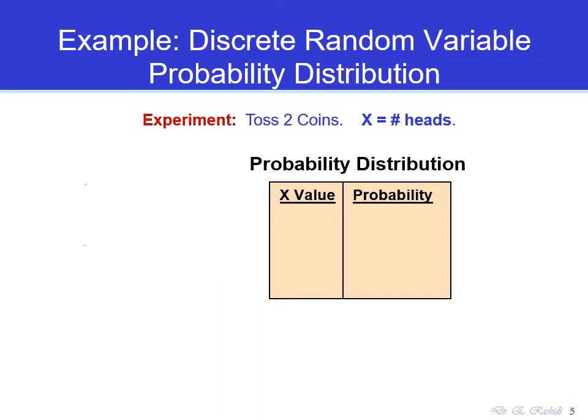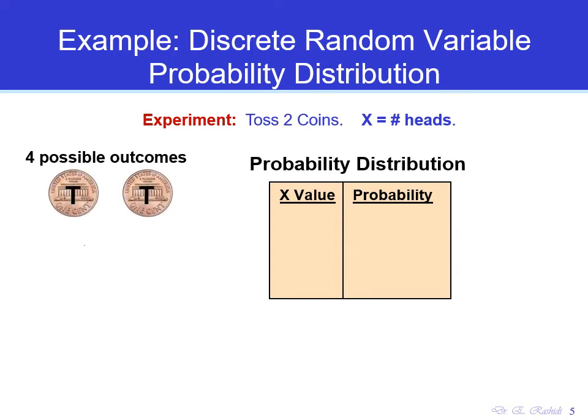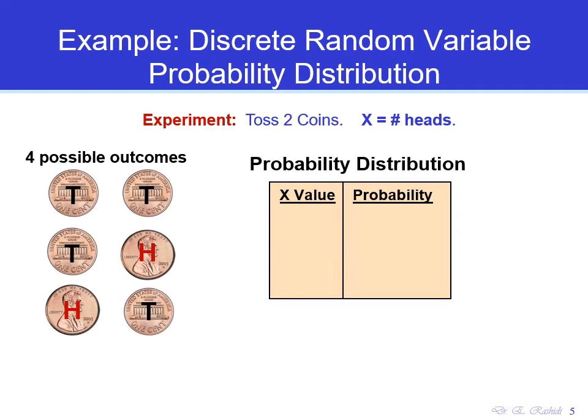So let's conduct the experiment. There are 4 possible outcomes when you toss 2 coins. You can get 2 tails, both of the coins become tails. That means no heads at all. We can get a head and a tail, or a tail and a head. Or we could get 2 heads. So there are only these 4 possibilities.